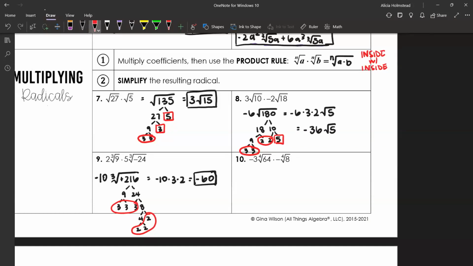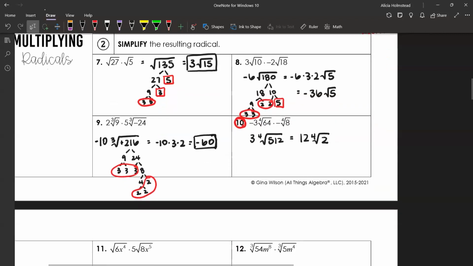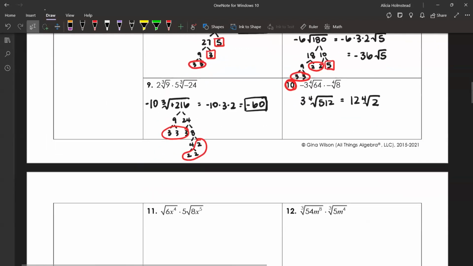Alright, I want you to practice on your own, so go ahead and pause the video and do number 10. Okay, so when you multiply these together, you're going to get 3 fourth root of 512. And then when you factor that down, it becomes 12 fourth root of 2. Hopefully you got that. If not, that's okay. Okay, let's keep on keeping on.